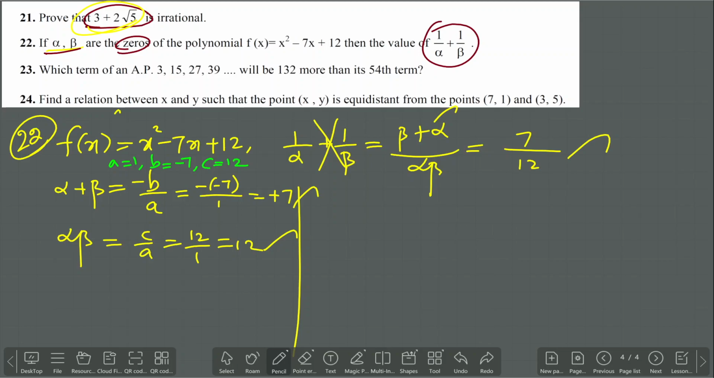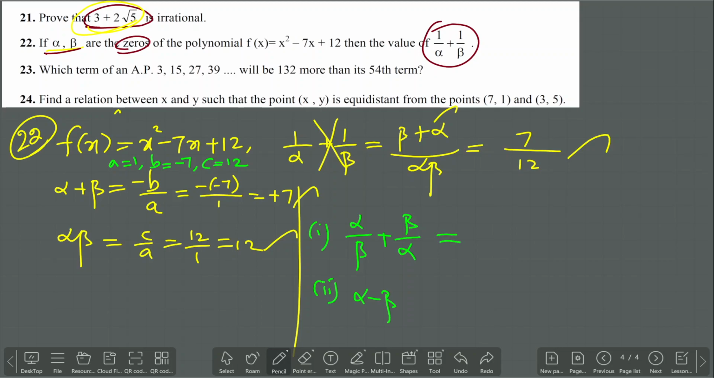If it is possible to cancel, you cancel it, or else you just stop. That's it. This is very easy, but don't always expect 1 by alpha, 1 by beta. Sometimes they will give alpha divide beta plus beta divide alpha, and sometimes they will ask alpha minus beta. Such types of questions they will also be asking. You have to be ready for all those things.